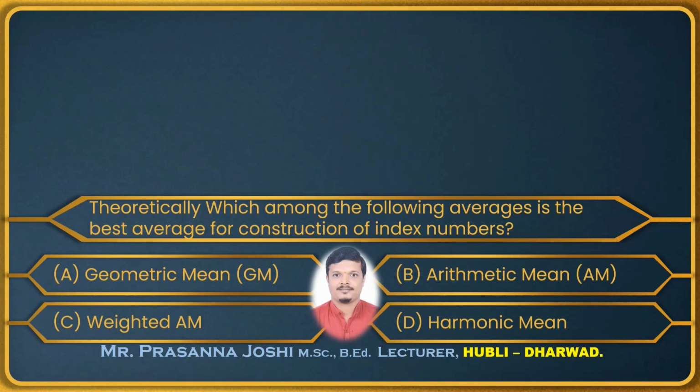Students, this question is from index number chapter, and we know index numbers are in terms of rates and ratios. Once when rates and ratios are there, the best average is certainly geometric mean. So the correct answer is geometric mean.